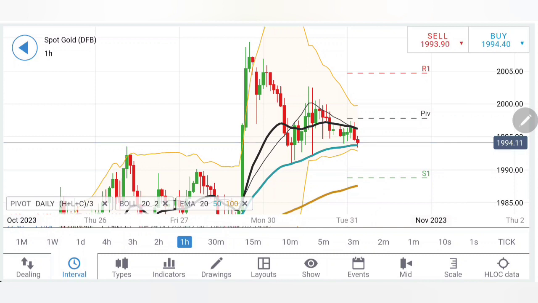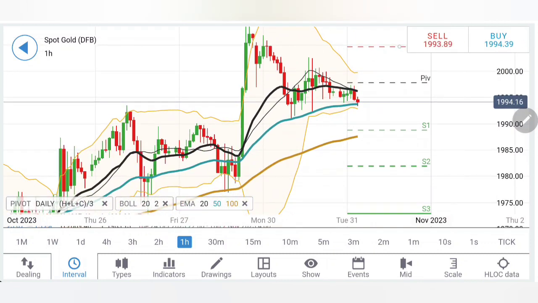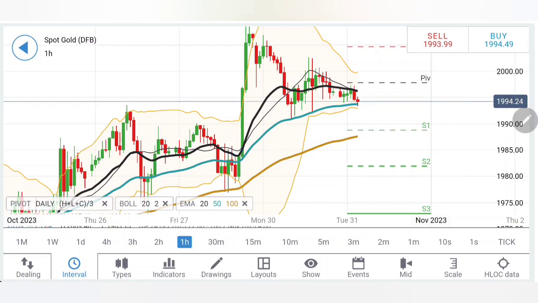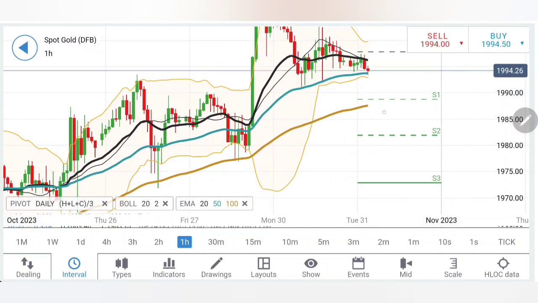Also, one must note that this complete zone between 1990 and 1980 is a great support zone for gold, and prices can reverse at any point of time as long as these levels are respected. At some point today, I expect gold to at least breach below 1990. In fact, it can try to move towards 85 or 80 levels as well.